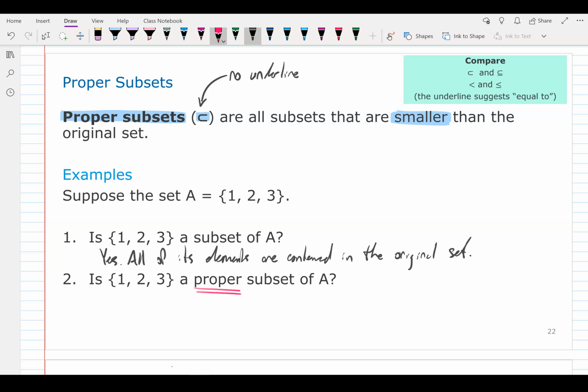What's a proper subset? A proper subset is a subset that's smaller than the original set. So in this case, is the set 1, 2, 3 a proper subset of A? We'd say no. And do you know why we say no? Think about this. Proper subsets are subsets that are smaller than the original set. Well, 1, 2, 3 is the original set, so it's not missing any elements, right? So all of its elements are contained in the original set, but it's not smaller than the original set.